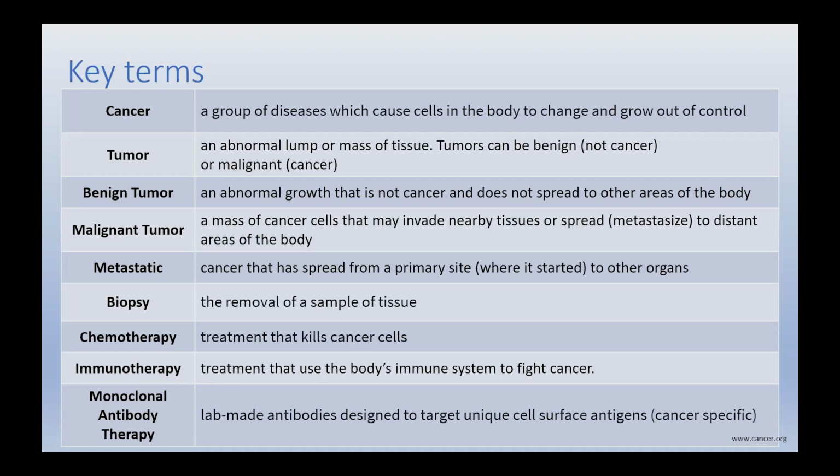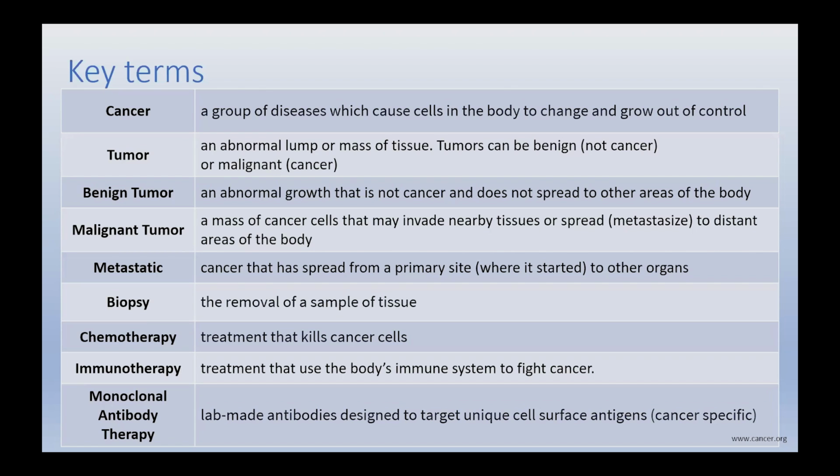To break that definition down, a benign tumor is an abnormal growth that is not cancer and therefore does not spread to other parts of the body. A malignant tumor is a mass of cancer cells that turns into a clump or a tumor that may invade nearby tissues or spread, also known as metastasize, to distant areas of the body. Metastatic is our next word. It describes cancer that has spread from a primary site, where it started, to other organs.